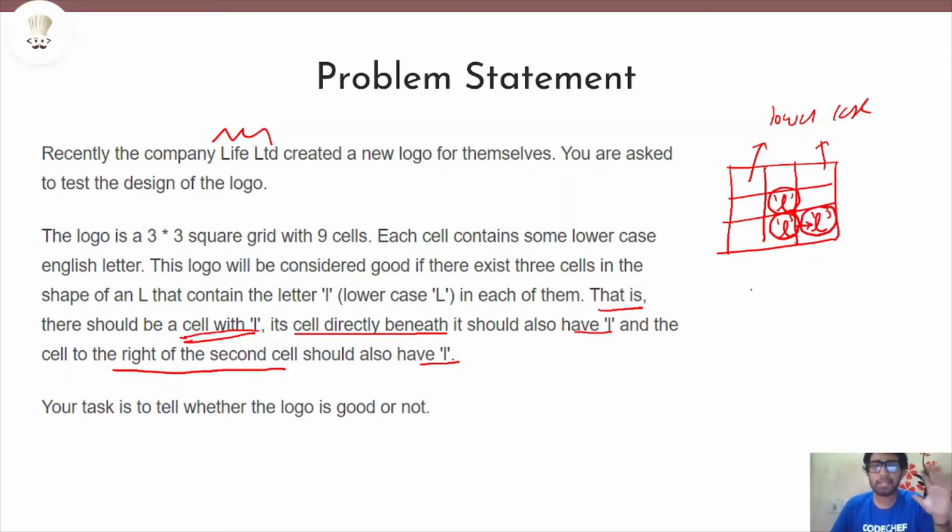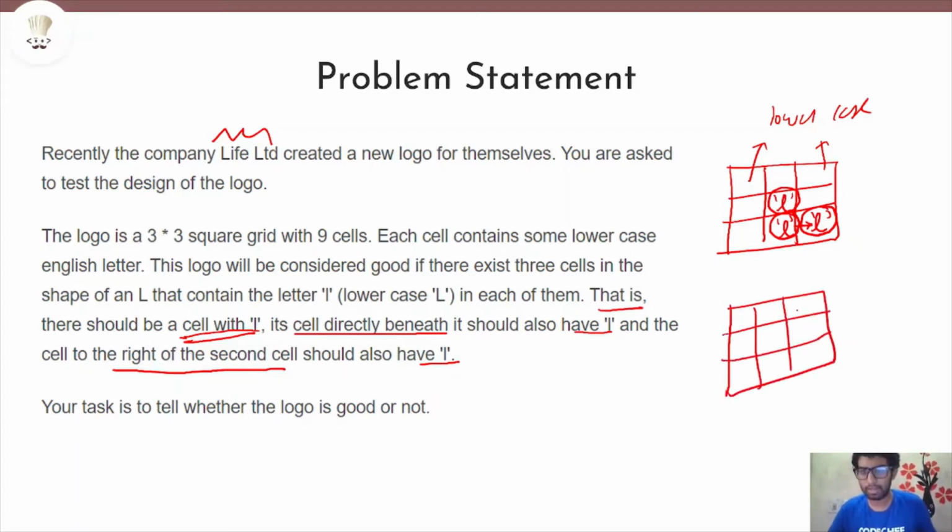So as long as we can find at least one group of 3 cells satisfying this property, where if you have an L here, the below cell has an L and the right cell has an L, we are good. The logo is good. Let's say another example. This example also is a valid logo because here you have an L, the cell directly beneath it also has an L, and the cell to the right also has an L. So this is again a valid logo because this satisfies the property given to us.